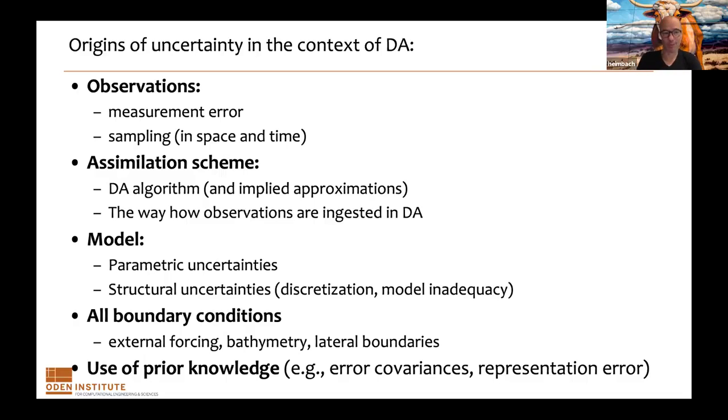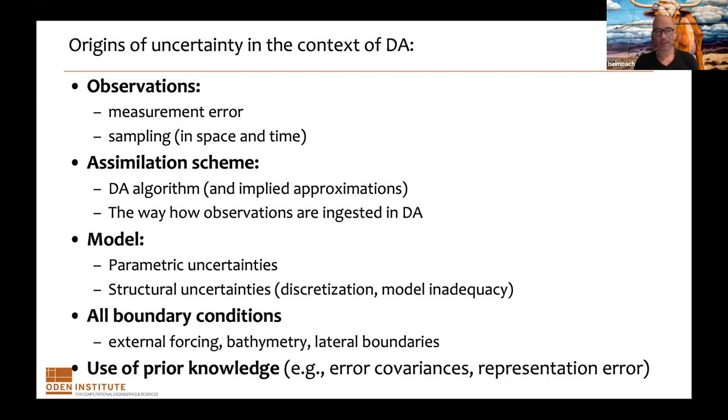The model, of course, is very important. The model that serves as the interpolator has one form of parametric uncertainties. Think about mixing coefficients, which are parameters that we can tune, but also structural uncertainties: the discretization, model inadequacy. Have we provided the right formulation for boundary layer mixing, or any other process? Then there are all the boundary conditions, all the inputs that we have to provide, the external forcing, right? In forced ocean simulations, we would have to provide the atmospheric state, or sea fluxes, which come with uncertainties. The bathymetry has its uncertainties. Lateral boundary conditions have these uncertainties. And then prior knowledge, the use of prior knowledge in what we sometimes call background error covariances.